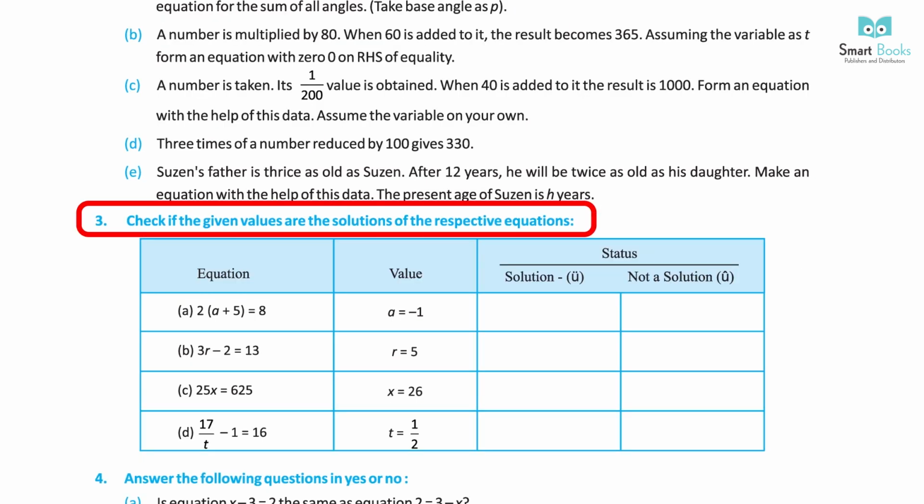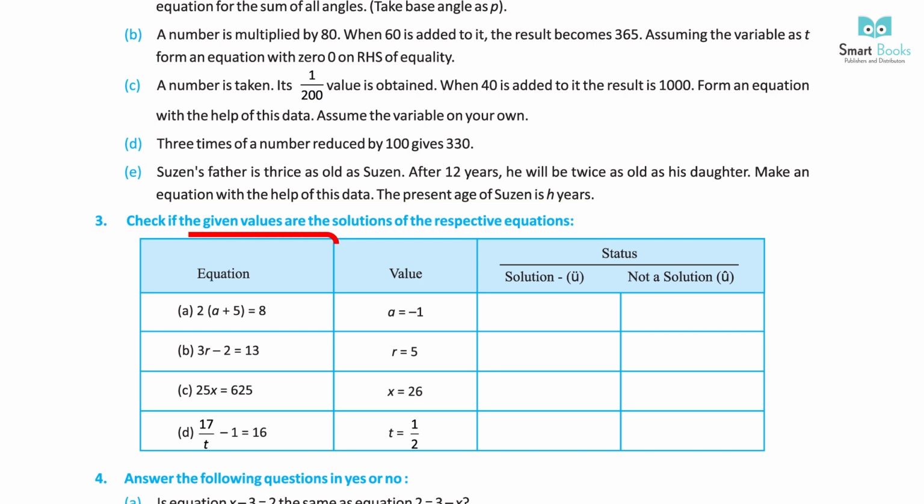Question 3. Check if the given values are the solutions of the respective equations. Columns: Equations, Value, Status. Solution. Not a solution. A. 2a plus 5 is equal to 8. a is equal to minus 1. Solution. B. 3r minus 2 is equal to 13. r equals 5. Solution. C. 25x is equal to 625. x equals 26. Not a solution.